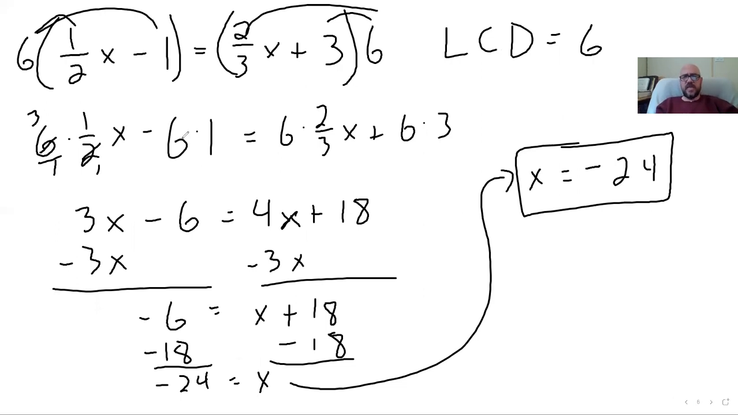This, by the way, is called a conditional equation because it'll be true depending on what x is, right? There are some values of x for which it is true and others for which it is false. In fact, there's only one value of x for which it's true. X equals -24 is the only thing that makes this true, and if x is anything else, it's false. So it is true conditional on x being -24.